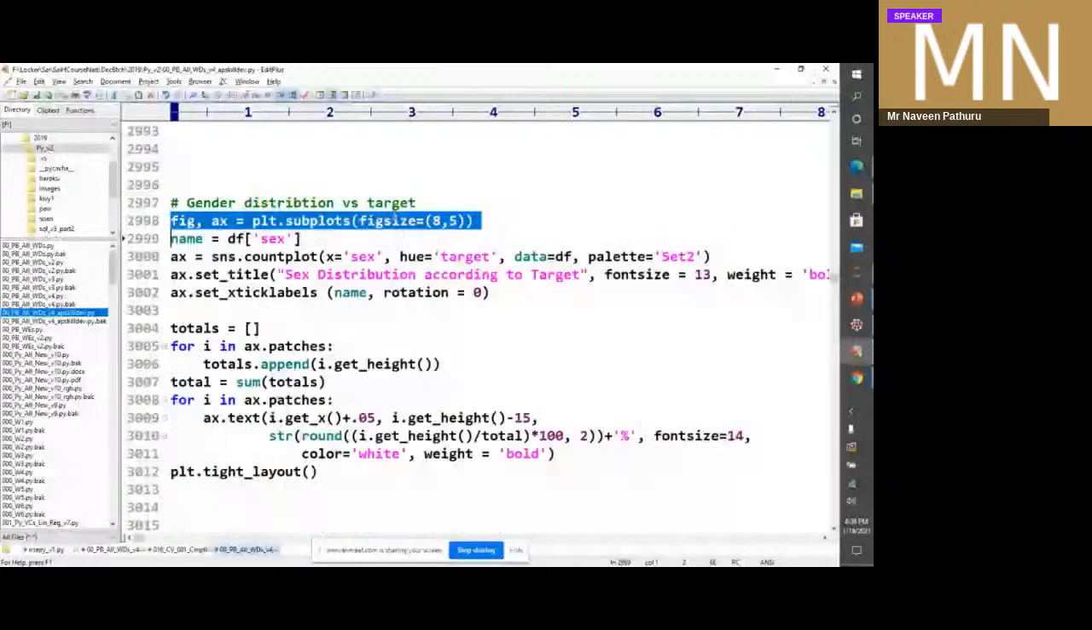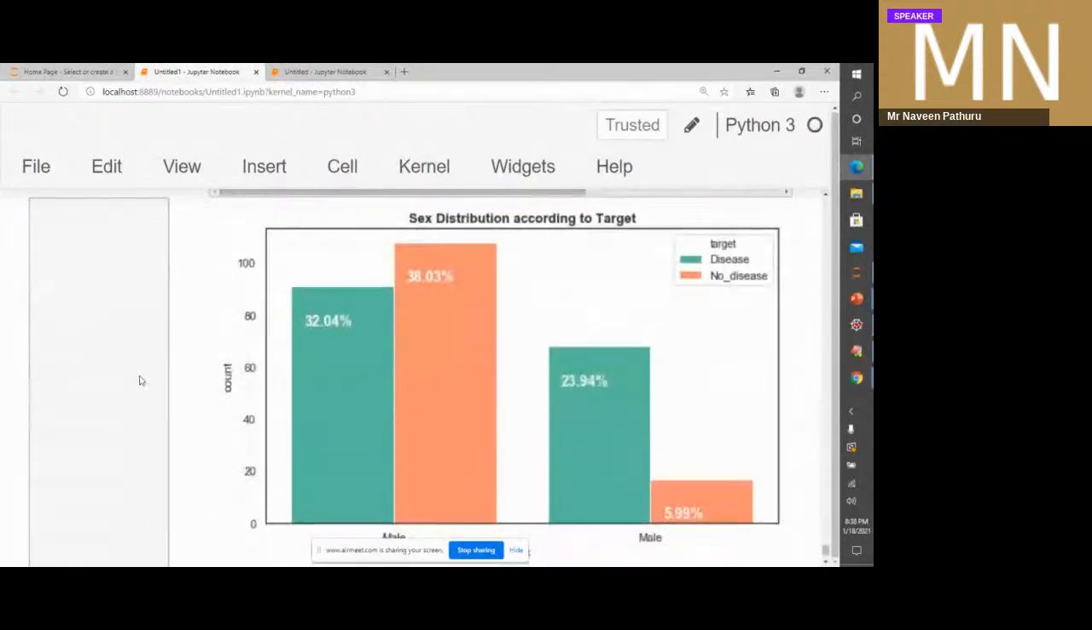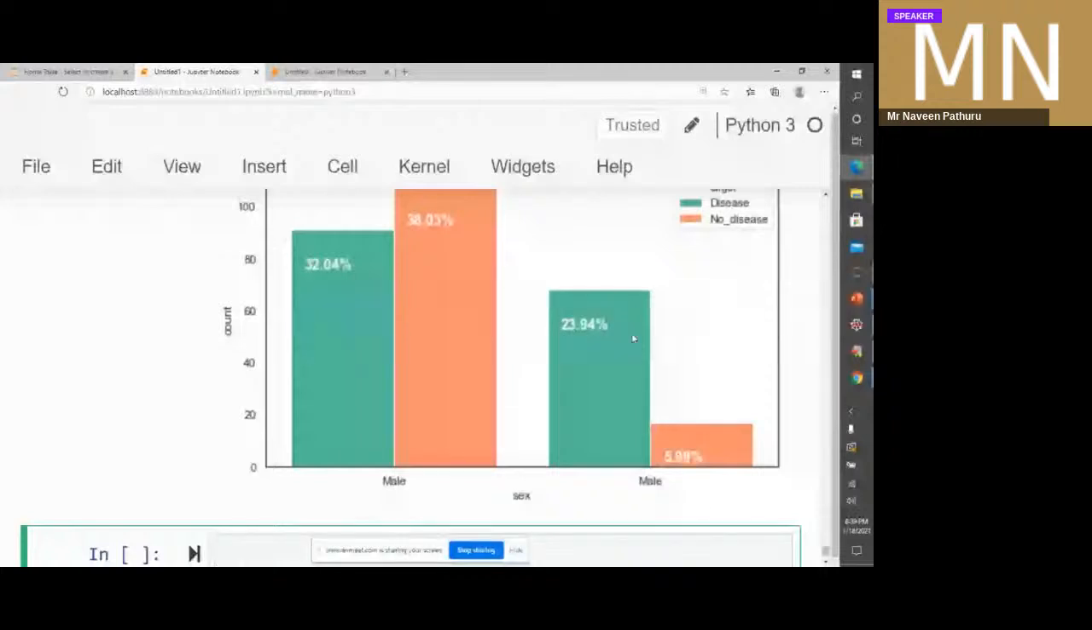Gender distribution versus target. Let me run this one. I will not explain each line here, guys. We'll leave that for maybe another visualization workshop or something like that. But again, the same thing: the distribution of the gender, how many people have disease. This is in terms of the percentage rather than the absolute values. So if you take the green one, 32% of the patients that we have who are male have the heart disease, and only 23% of the patients who are female seem to have the disease is what is going on, guys.